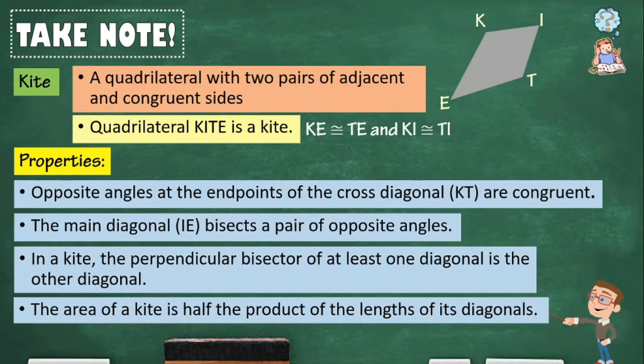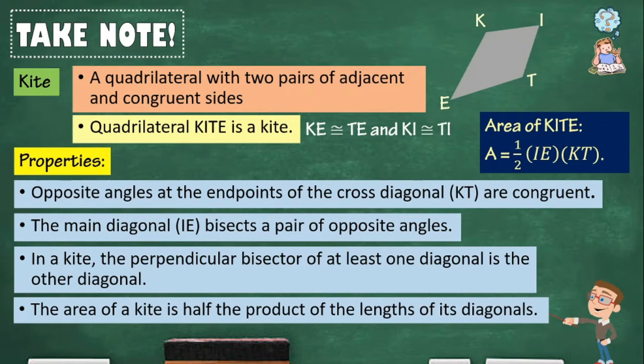The area of a kite is half the product of the lengths of its diagonals. So that means the area of KITE is given by the formula A equals 1/2 of the product of IE times KT. That's it. I hope we have recalled these concepts that will be applied in our problems in a while.